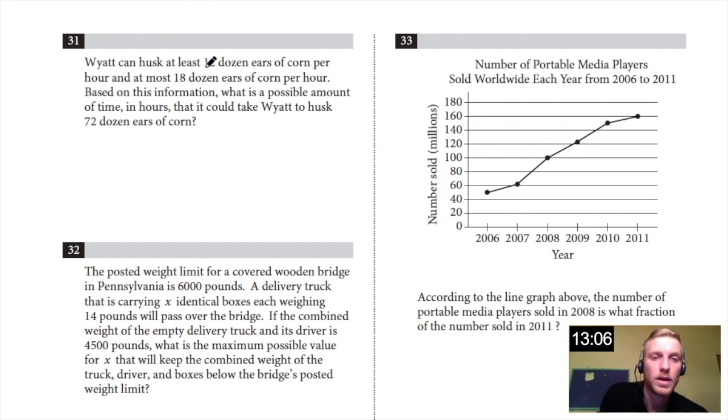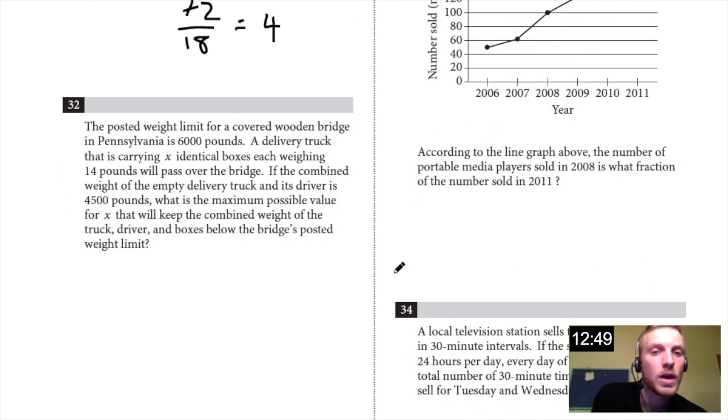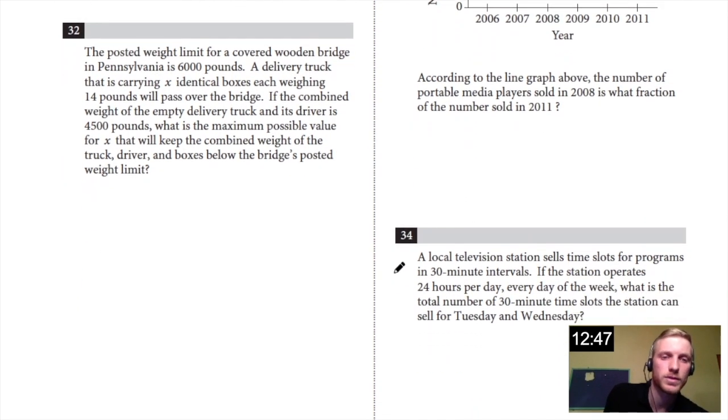72. So he can at most do it in 18, so I'm just going to say 72 over 18, since 18 goes evenly into this. 72 over 18 is going to be equal to 4. So one possible solution is 4 hours. There should be many solutions, though. I believe an infinite number of solutions, actually. But 4 hours is one possible solution.